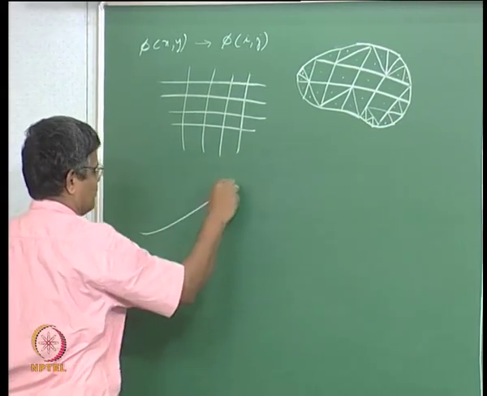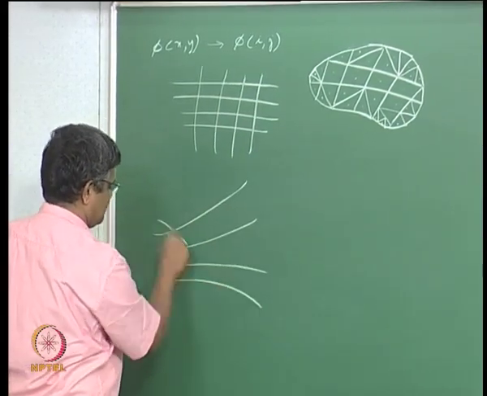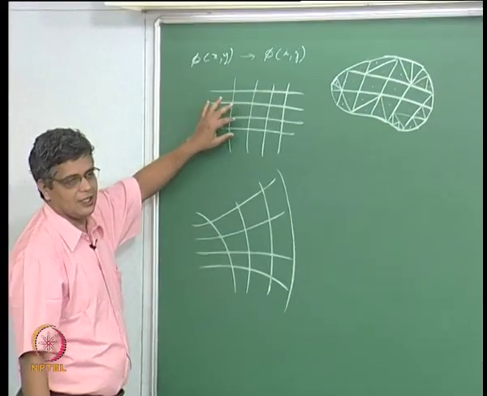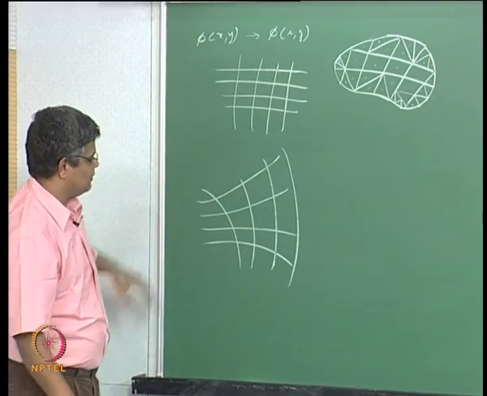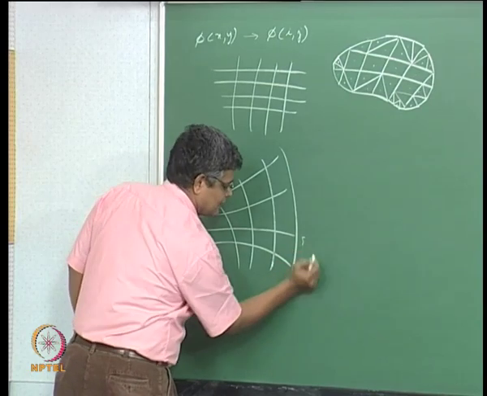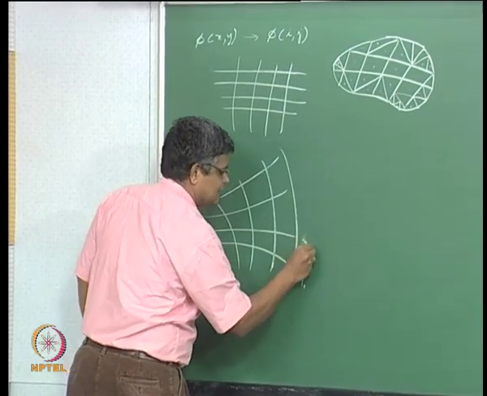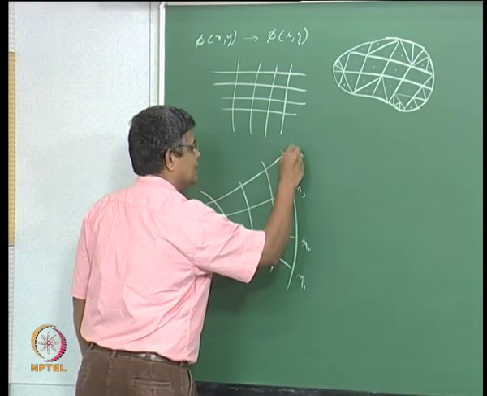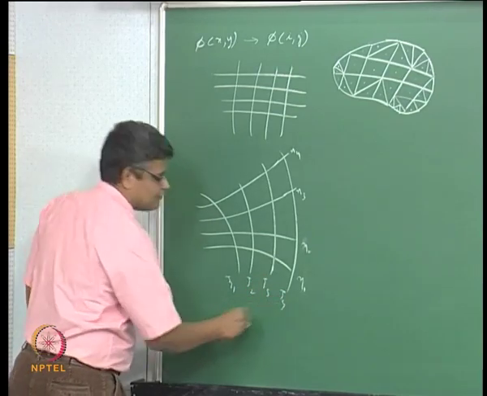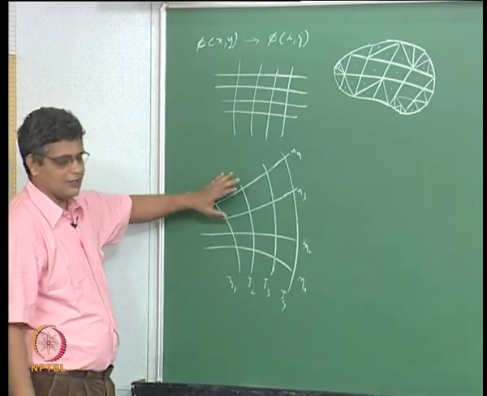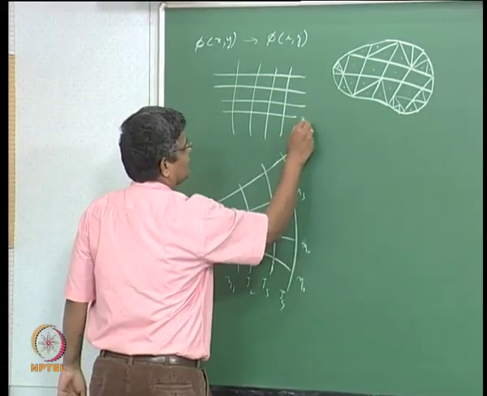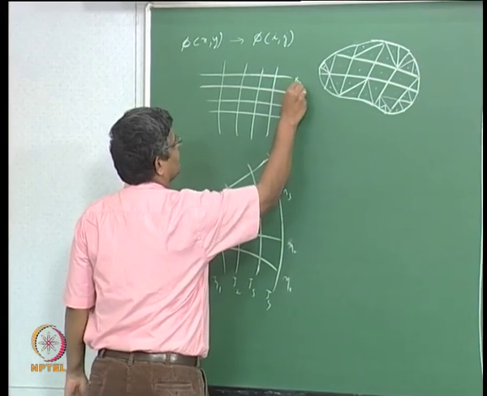So if you have like this or like this, these are the family of coordinate lines x and y, and these are the general coordinate lines, for example psi 1, eta 1, eta 2, eta 3 and eta 4, psi 1, psi 2, psi 3, psi 4. This is what we have for the general body fitted type of grid, and this is what we have for the Cartesian mesh, y 1, y 2, y 3, y 4 like this.